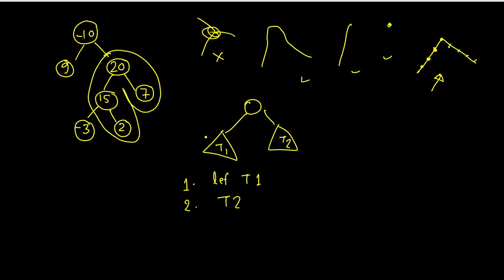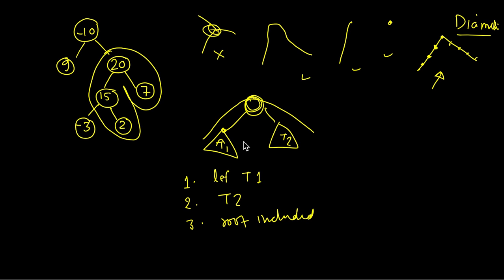Third scenario is that it passes through root. These are the only three scenarios, and you have to include at least one node. So either that node will lie in left, right, or we have a longer path. So these are the three scenarios. Root included. In first two cases, root is not included. So you can naturally see a recursion happening here.